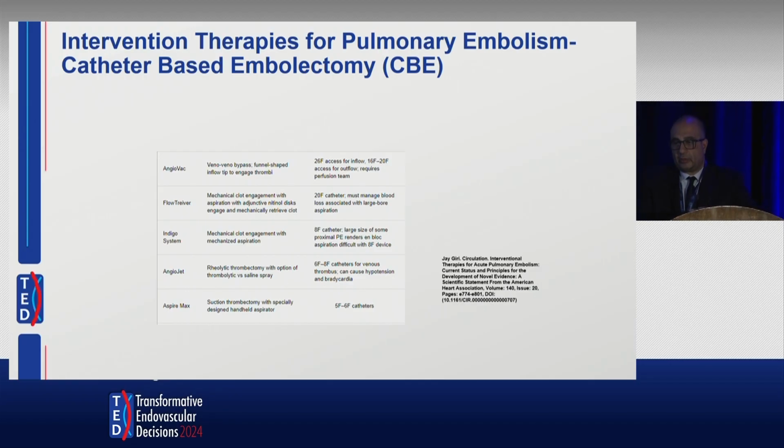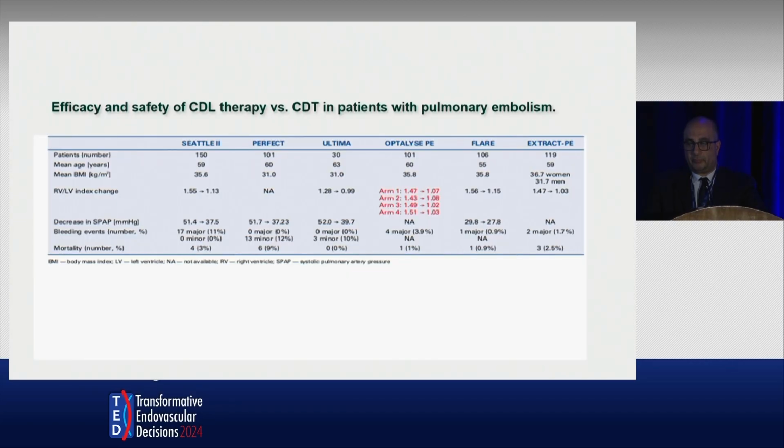Regarding catheter-based embolectomy, the most common used one are the FlowTriever from Inari and Indigo from Penumbra. If you put them side by side in a table, you can see that regarding efficacy, they're all the same. If you look at the RV-LV index change, they're all the same. Hemodynamic improvement, they're all the same. Bleeding events, initially, obviously with thrombolytic therapy, when they used the higher dosage, it was higher. Now it's better with the OPTALYSE trial and the lower doses and the lower duration.